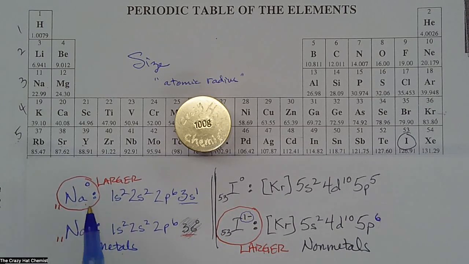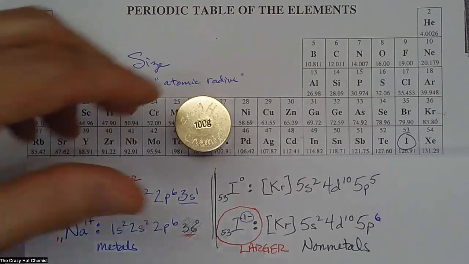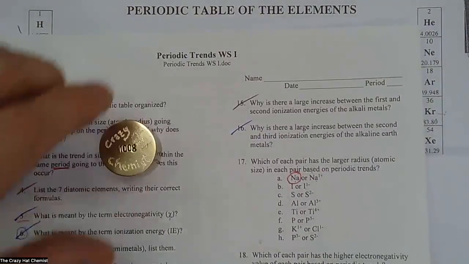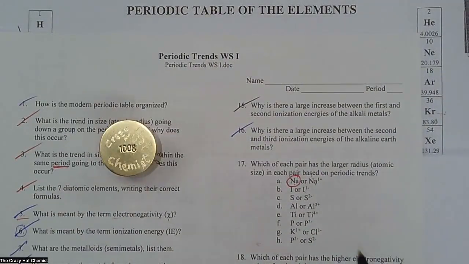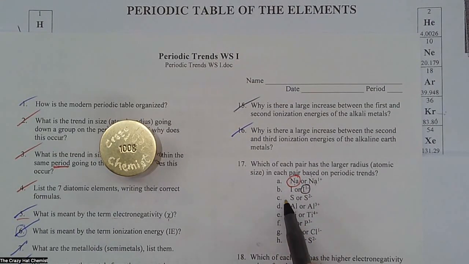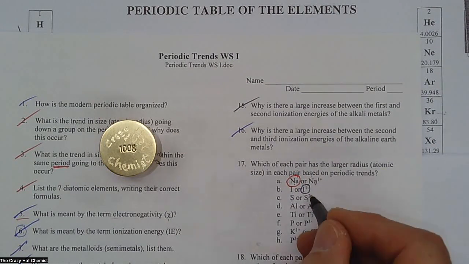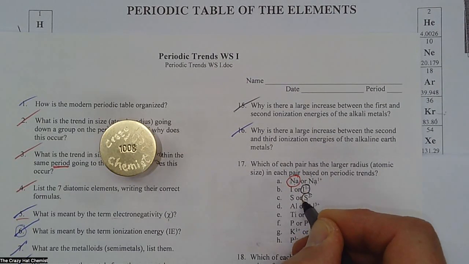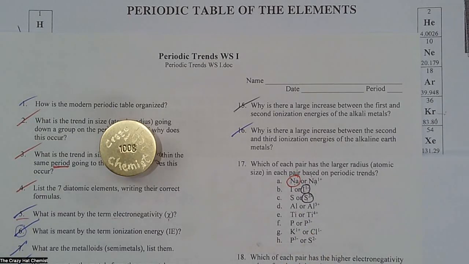Okay, so hopefully that is going to answer the remaining bit of these questions here on all of these. And so let's see if we can hammer these out. So we just answered A and B. So then we're going to go to C. We have sulfur or sulfide ion. Which one is larger? Well, this is a nonmetal because it has a negative charge. So the ion is larger than the atom.